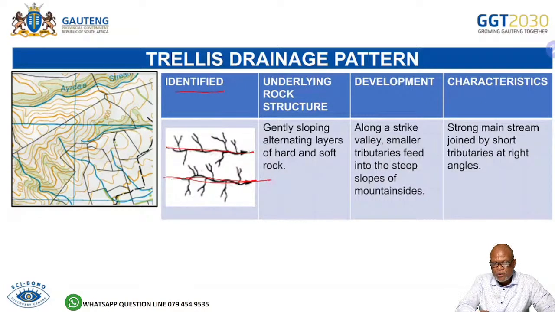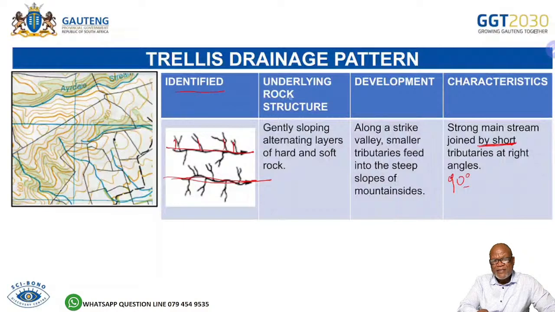And you can also see the tributaries joining the mainstream at 90 degrees. You can also see the tributaries are short. You can see they are very short. And then, where does it develop? It develops along a strike valley where smaller tributaries feed into the steep slope of the mountainside.